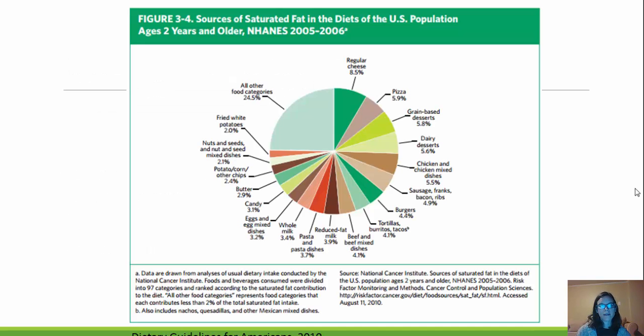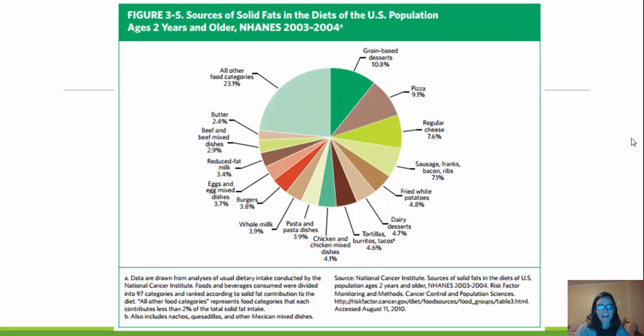And then these figures just show where our saturated and solid fats are coming from. So our saturated fats are coming from cheese, pizza, and grain-based desserts primarily, and pretty similar for our sources of solid fats in this country. So grain-based desserts, pizza, and cheese.